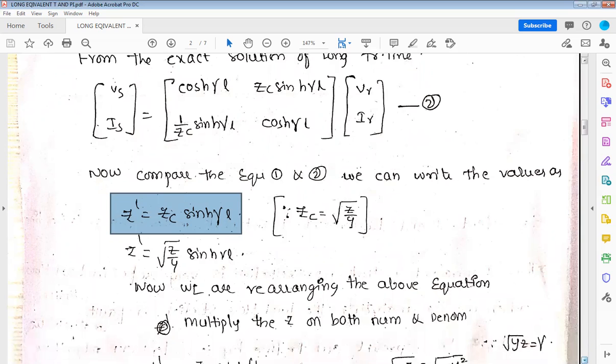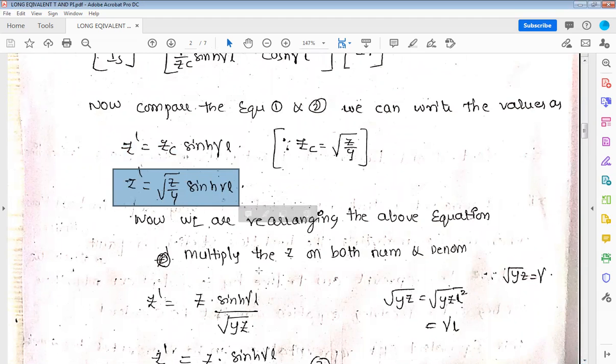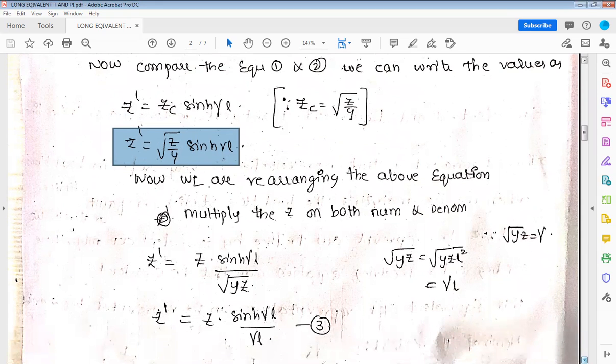Now we can rearrange the above equation. We can rearrange this equation by multiplying Z on both numerator and denominator. So we can obtain the equation as Z dash is equal to Z into sinh gamma l by under root of YZ, since in the numerator one Z root is removed.